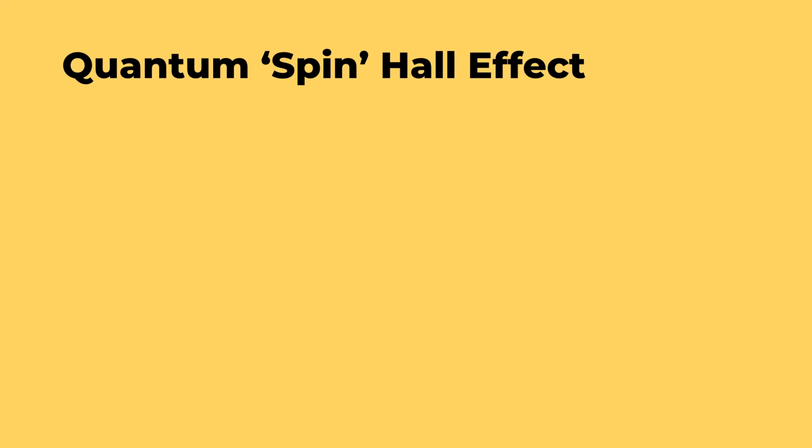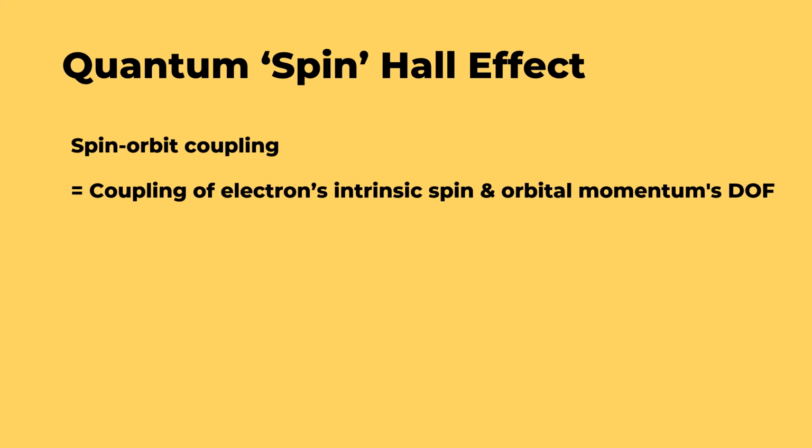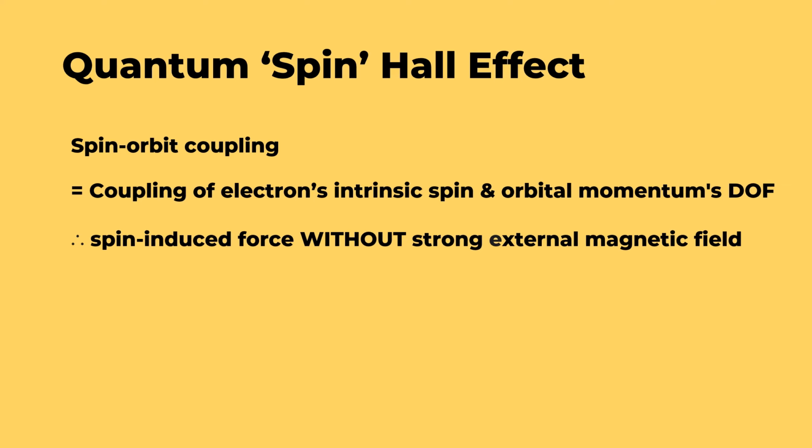Furthermore, quantum Hall effect is observed even without a strong magnetic field. It's called quantum spin Hall effect. The key is spin-orbit coupling. Spin-orbit coupling is the coupling of electrons' intrinsic spin and orbitals' momentum degree of freedom. Spin-induced force is possible without a strong external magnetic field.